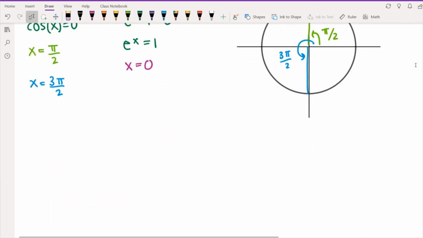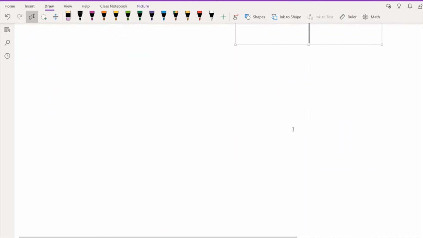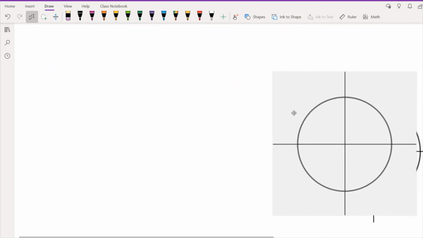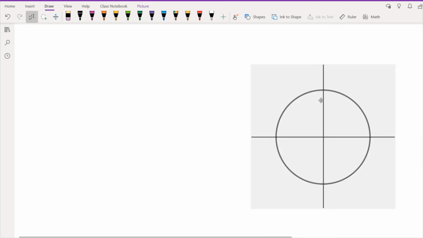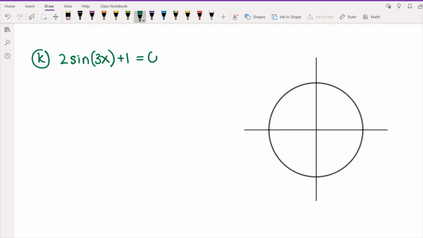Okay, so last example that we're going to do, and again, I have to copy and paste this. The last one we're going to look at is one where it has a different period. So it's not just going to be sine or cosine of x. This one is going to be k. And so this one is 2 times sine of 3x plus 1 is equal to 0.